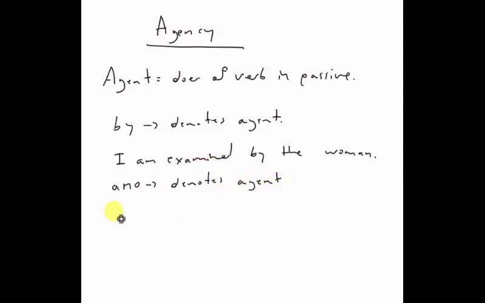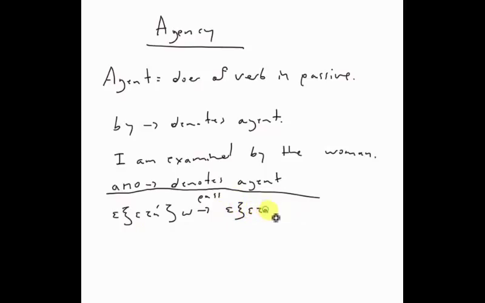So examine is exetazo. If we put this into the middle passive, or rather in this case it has to be the passive because there's an agent, we get exetaz, and now we need our first person singular endings: exetazome. Alpha is short. So, I am examined by the woman.